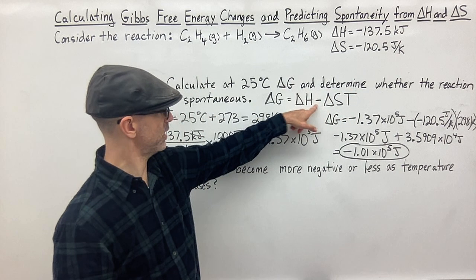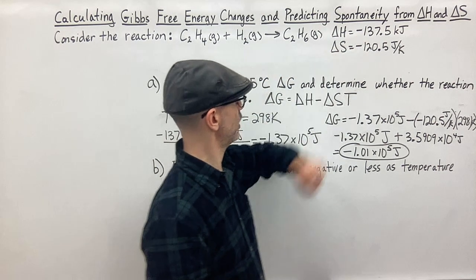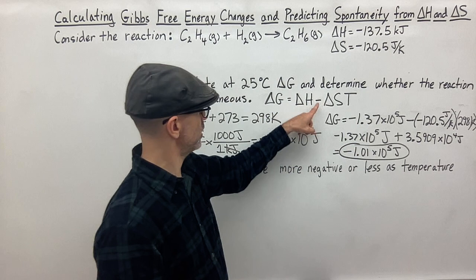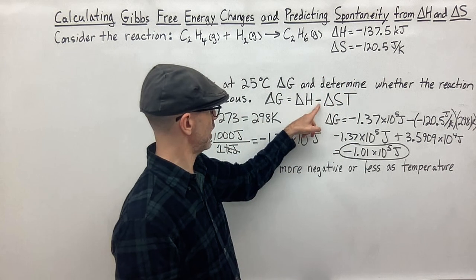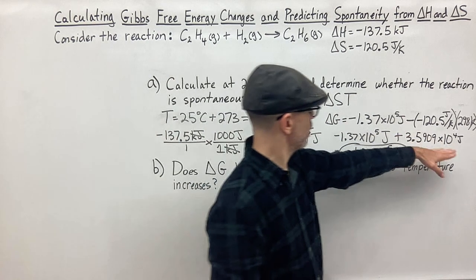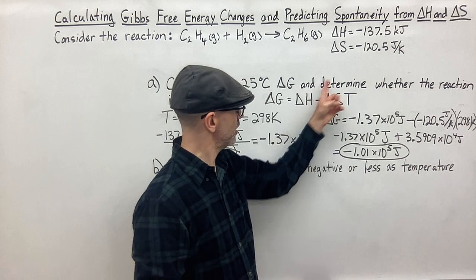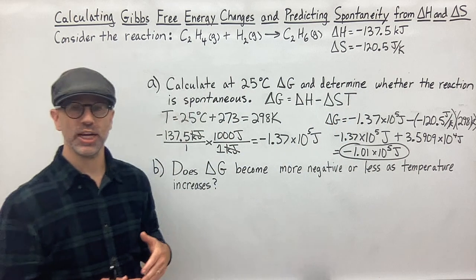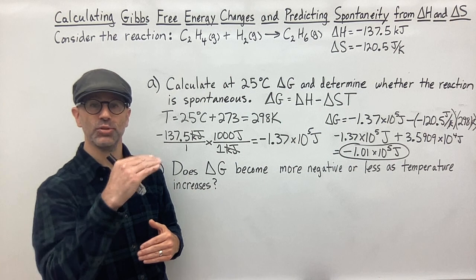So we're subtracting this from the delta H. Our delta H is negative, which makes this part negative. But since our delta S is negative as well, the negative times the negative gives us the positive here. So as the temperature increases, this part is positive. So that means that our delta G is going to get more positive as temperature goes up.